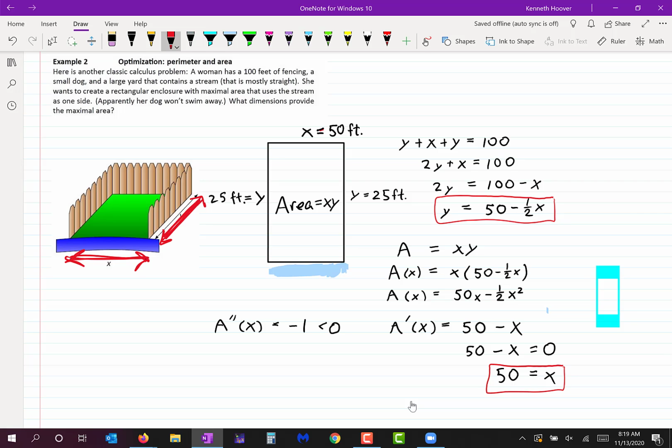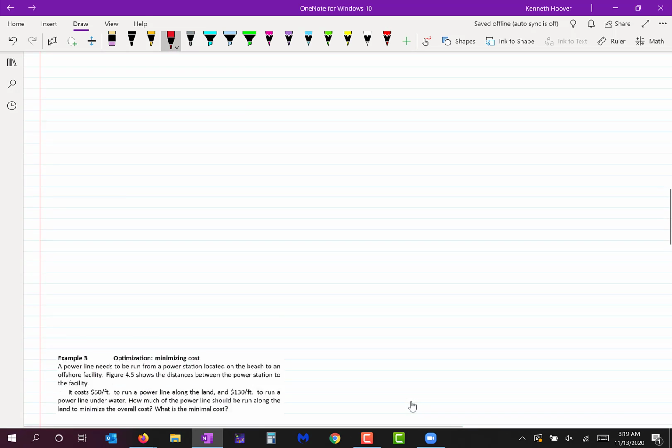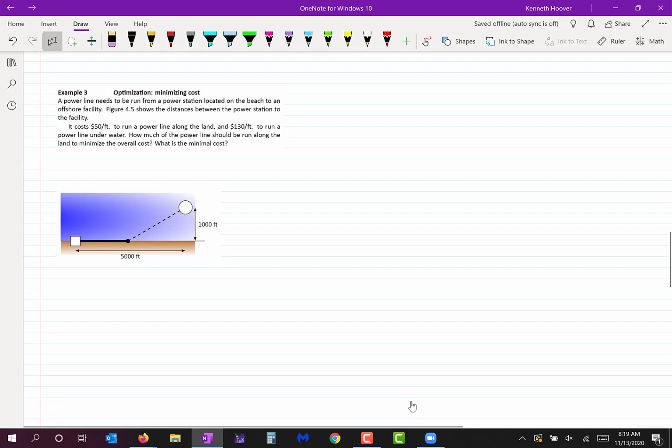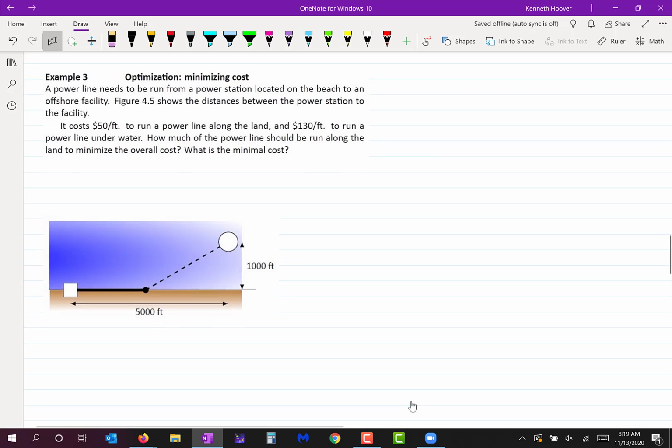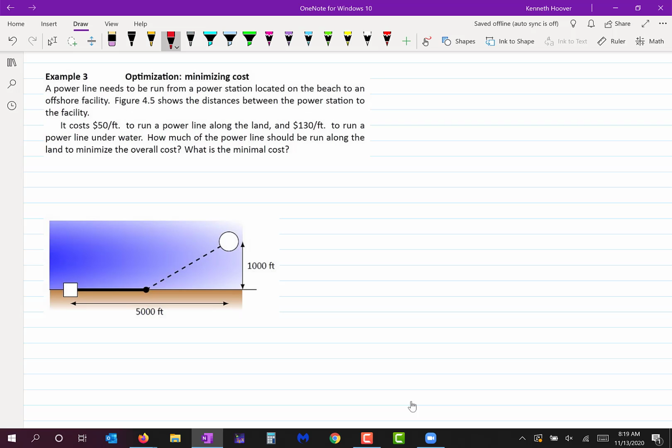Okay, let's do the next problem. This one is a little bit different. Let's see what it says. A power line needs to be run from a power station, which is right here, located on the beach, to an offshore facility, right there out in the ocean.